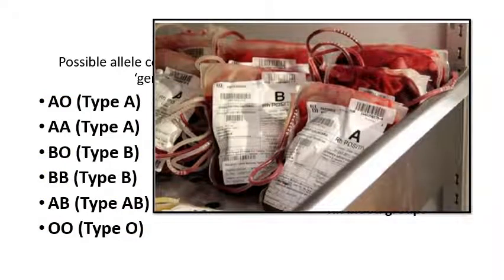If you look at the blood that's collected for use in the hospitals, you'll see that they're labeled A, B, AB, and O. There are actually 4 blood types.